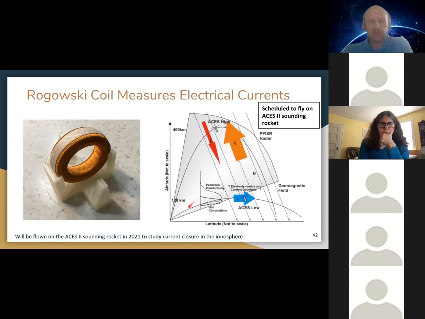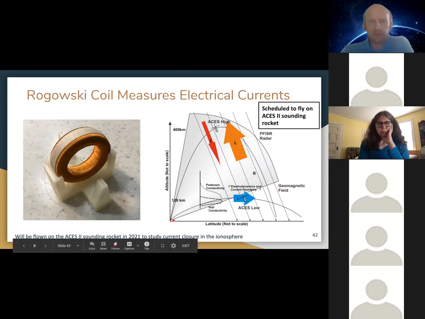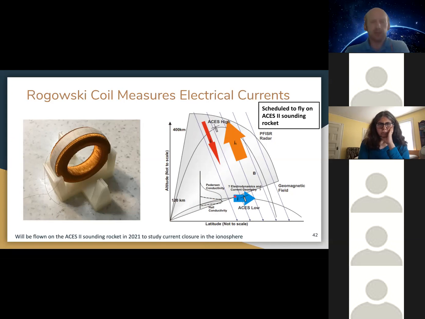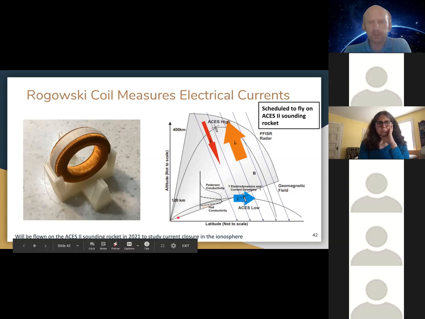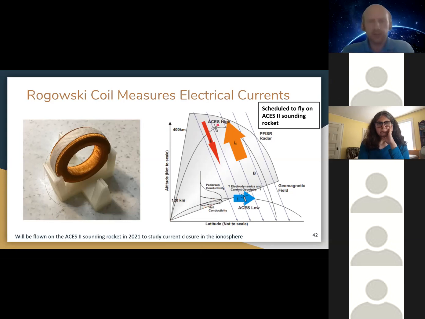Okay, the first rocket is studying currents in the current closure region, trying to identify perpendicular currents, whereas the rocket with the second is looking at the inputs to the current closure region, so the electromagnetic inputs and the field-aligned currents that feed into it.